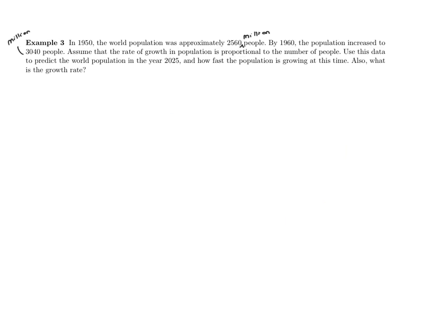In example 3, we're told that in 1950, the world population was about 2.5 billion, or it could be expressed as 2,560 million people. But then, by 1960, it increased to over 3 billion, or 3,040 million. Let's assume that the rate of growth in population is proportional to the number of people. And again, what does that mean? It means that dP/dt is equal to some constant k times P, or said another way, we are talking about exponential growth, meaning we can use this equation to model it.